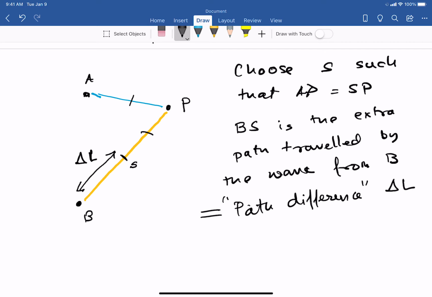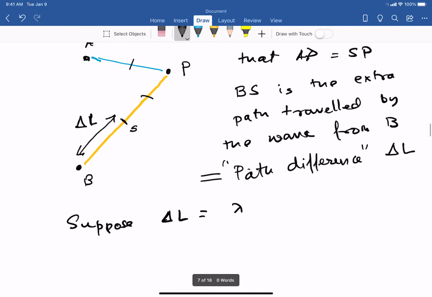Now suppose delta L happens to be one wavelength. All right. So now let's think about what's going to happen. A and B are completely in sync, right? What can you tell me about B and S? The wave at B and S, are they going to be completely in sync? The answer is yes, because we are considering a distance of one wavelength, right? So over one wavelength, the change of phase is 2 pi. So that means B and S are completely in sync.